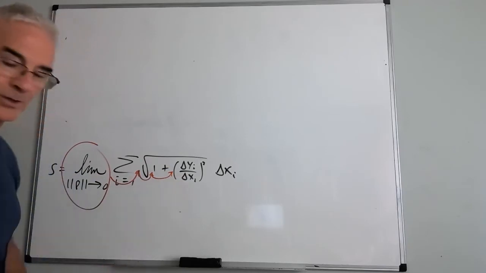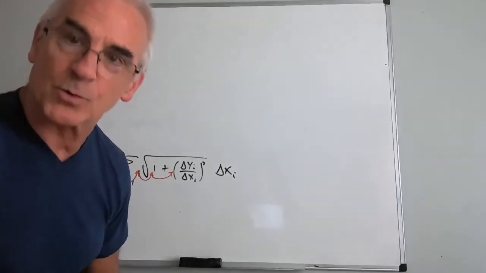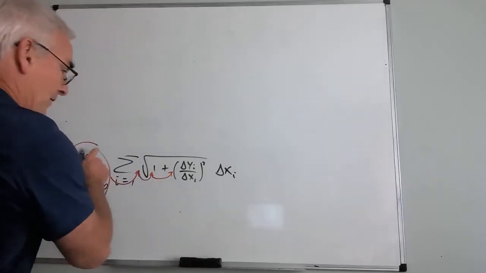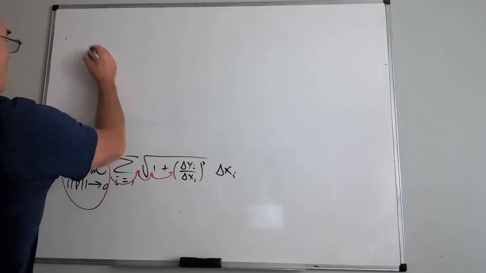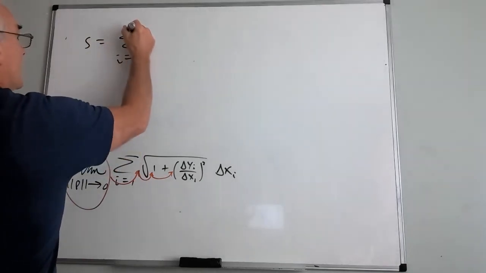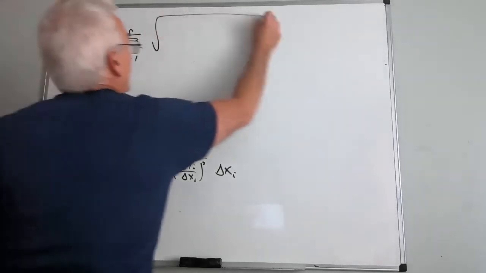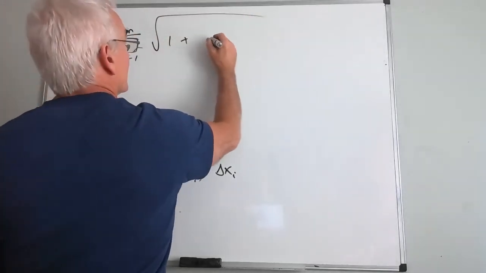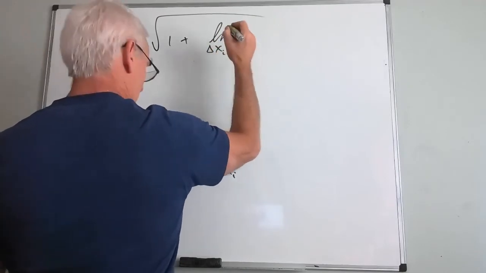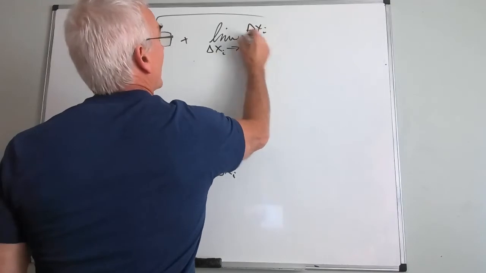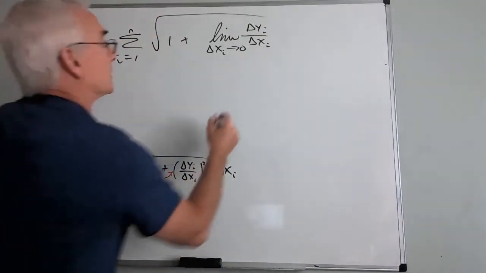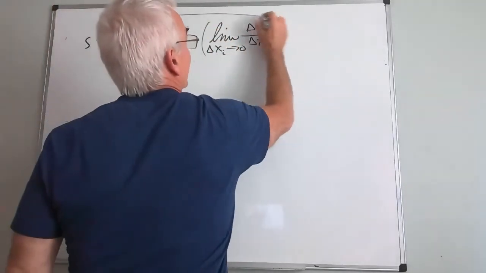Now here's where it gets cool. I have the limit of a quantity squared. That's the same as squaring the limit. So rather than rewrite this 5 times, what I have now is S equals the sum from i equals 1 to n of the square root of 1 plus the limit as delta xi approaches 0 of delta yi over delta xi. And the reason I'm saying delta xi is because I've moved it inside for the one individual term, and now I'm squaring the whole thing.